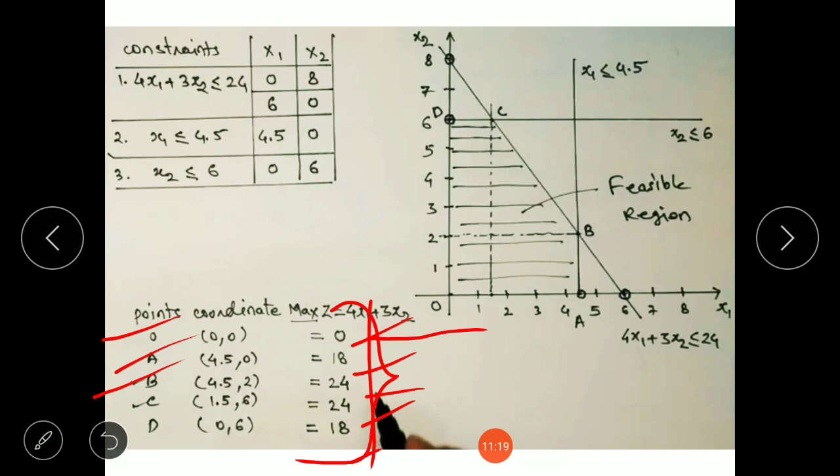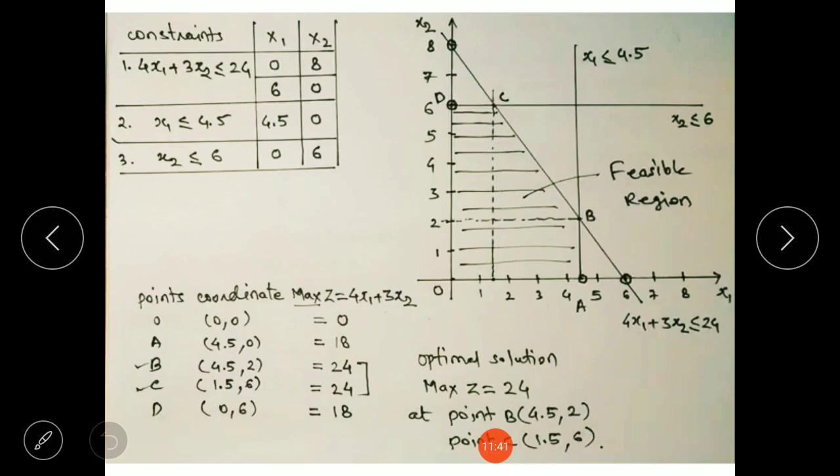As you can see, we got two values of maximum z, that is 24 and 24, which means this linear programming problem has multiple optimal solutions, because we are getting two maximum values of z at two different coordinates. So the optimal solution is maximum z is equal to 24, and the x1, x2 values for getting maximum z equal to 24 are 4.5 and 2, that is x1 is equal to 4.5 and x2 is equal to 2, and x1 is equal to 1.5 and x2 is equal to 6.